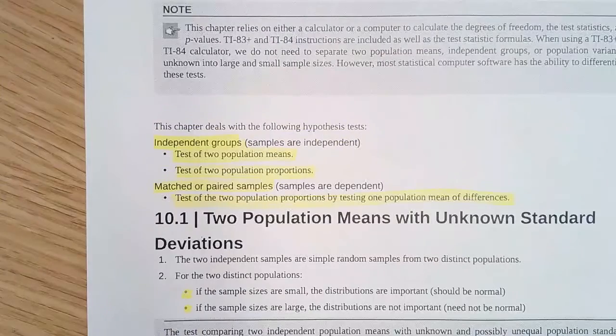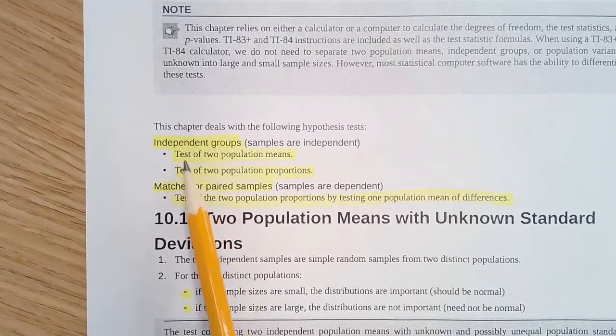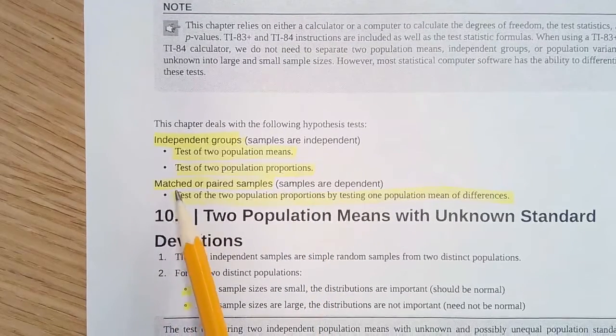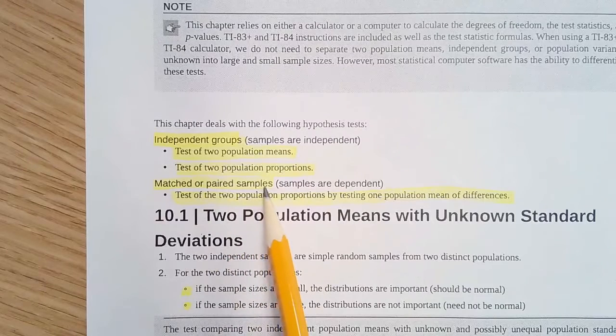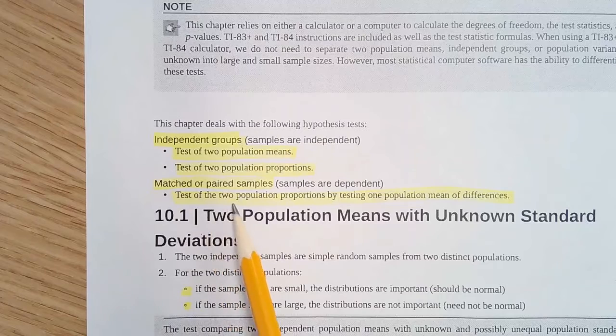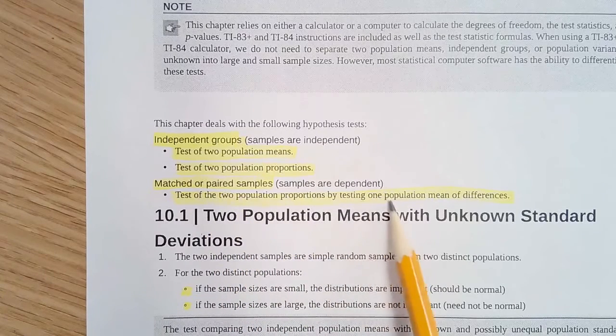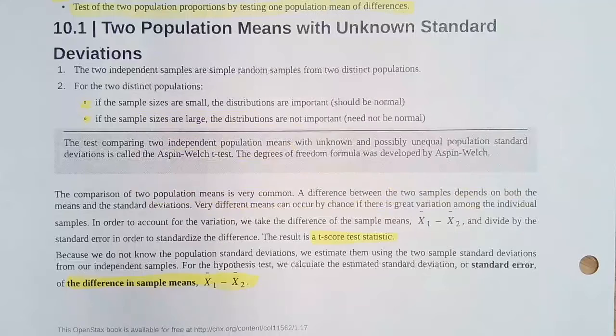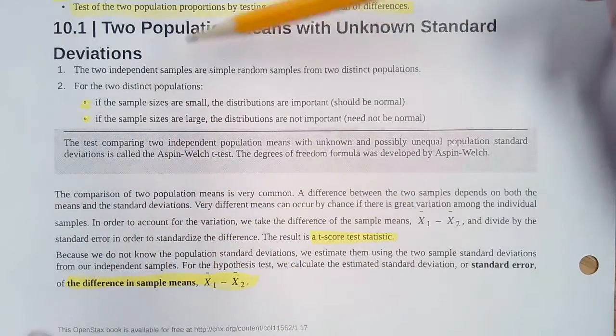Okay. So now if we take a look, independent groups, you have tests of two population means and tests of two population proportions. So we can do means and we can do proportions, and our samples are independent. If we have matched or paired samples, those samples are dependent. They test two population proportions by testing one population mean of differences. So we're going to use differences on this one, and we'll go into that a little bit more in a minute.